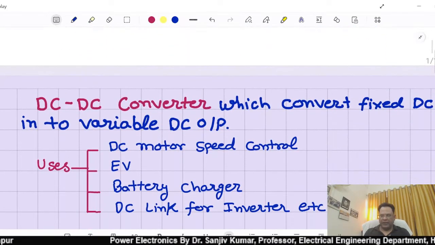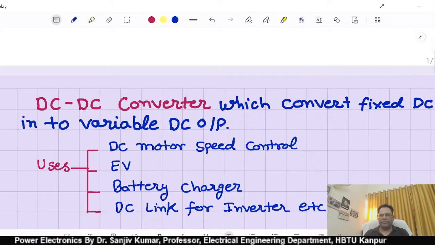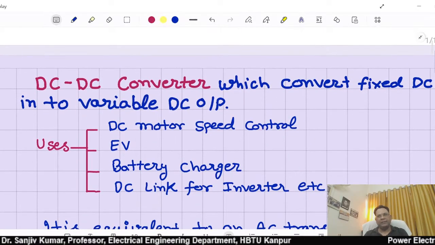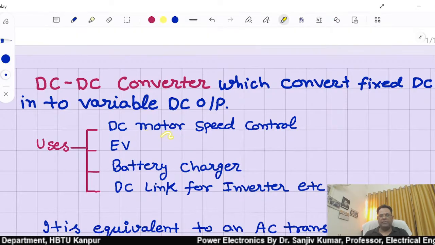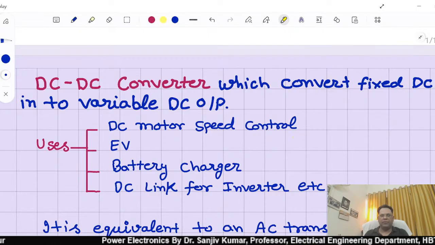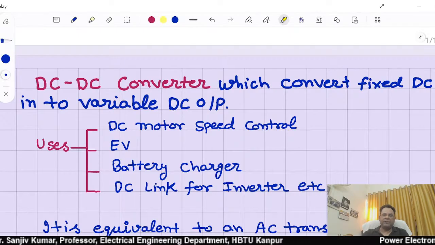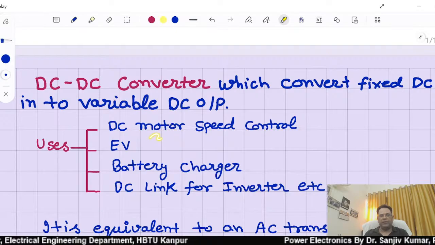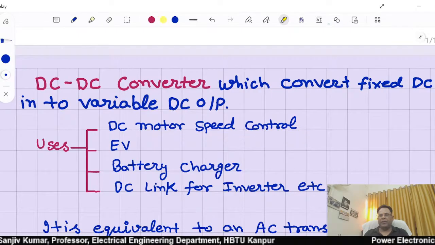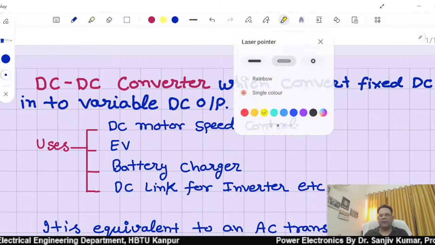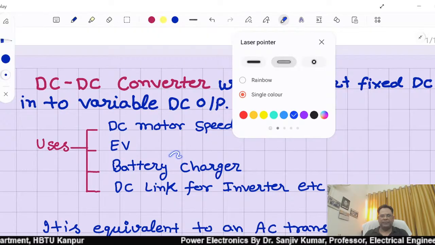and these DC-DC converters are used at several places, like our DC motor speed control. We know that by changing the armature voltage we can control the speed of a DC motor, isn't it? So there we can use our chopper, means from a fixed supply we will get variable DC voltage.